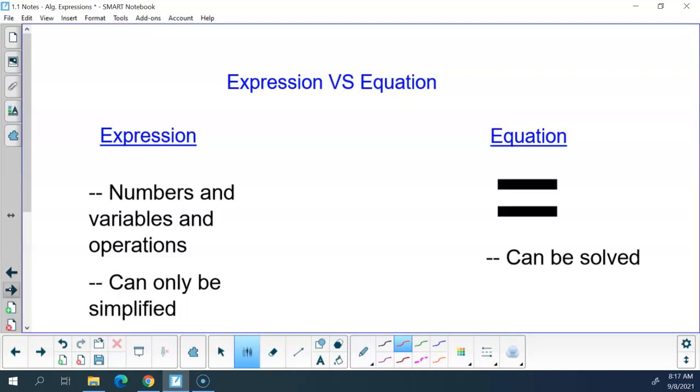Simplification could mean you need to factor. Simplification could mean you can multiply it out. Those things. That's it. You can only simplify an expression. An equation is different. An equation has an equal sign. That's the key. If it says something equals something, that's an equation. If it's just something, something, something, that's an expression. Simplify. Equations, that's what we solve.